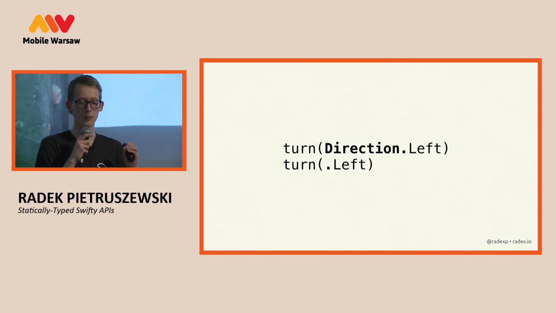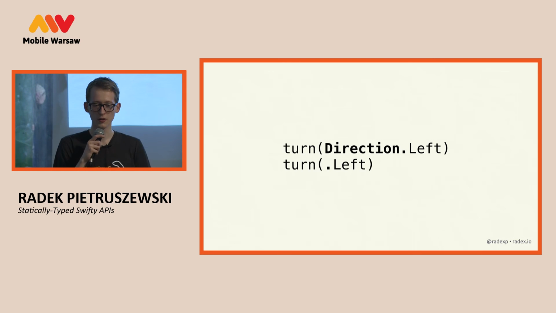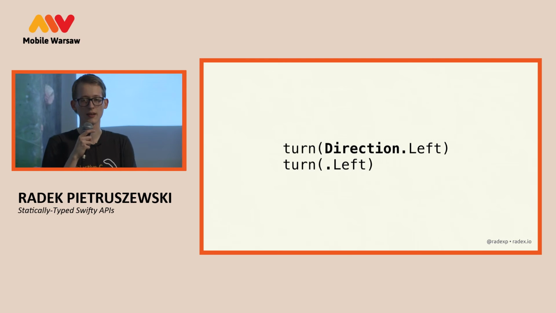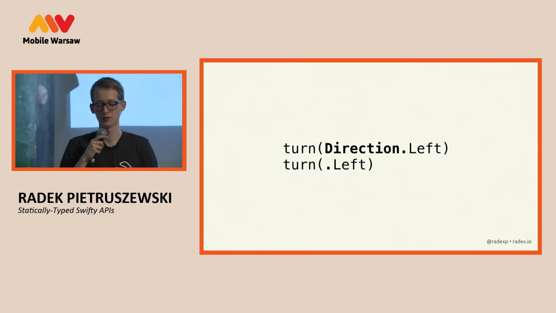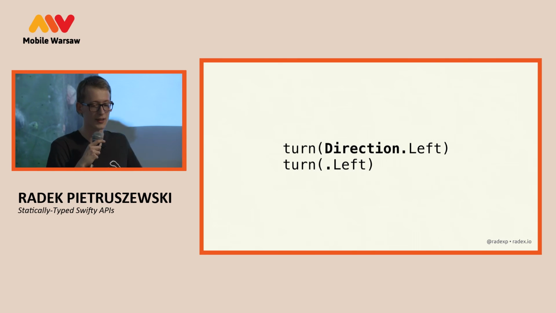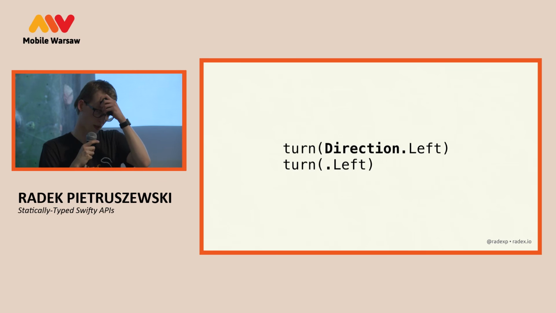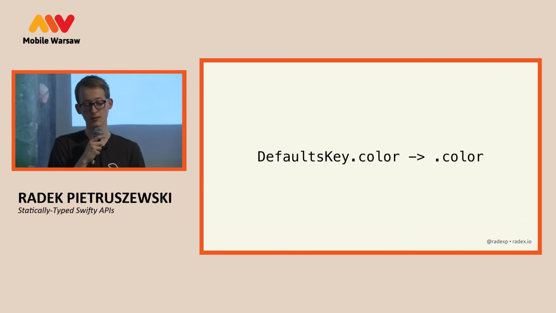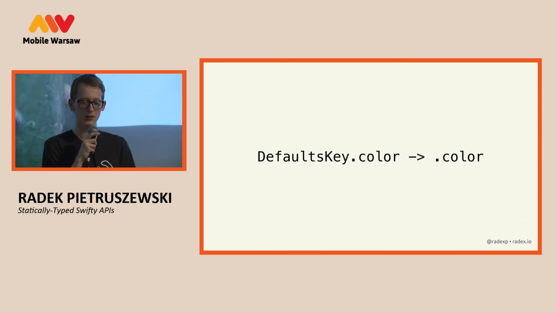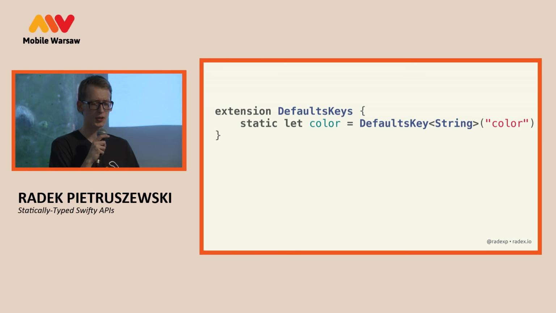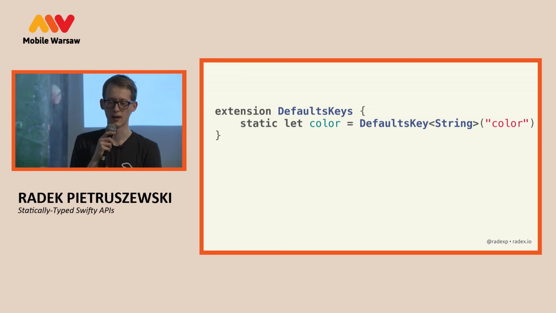But because the compiler knows that the turn function takes a direction, you don't have to say it's a direction, because the compiler already knows it, right? So you don't have to pay the price of this static typing multiple times. The compiler can infer things for you. So I thought, okay, if I have a subscript that takes a default key, if I had a default key.color, then I could just say .color. And it's a bit tricky in the actual implementation because of Swift's compiler limitations, but I won't get into it.